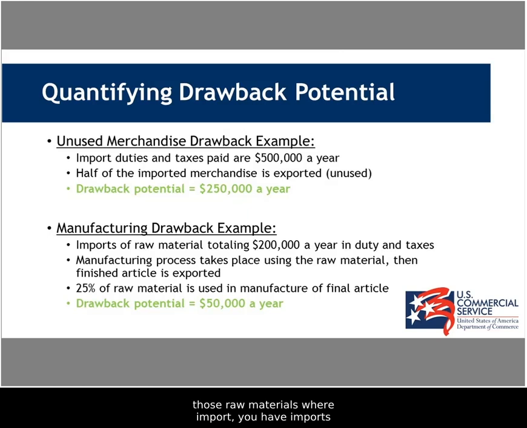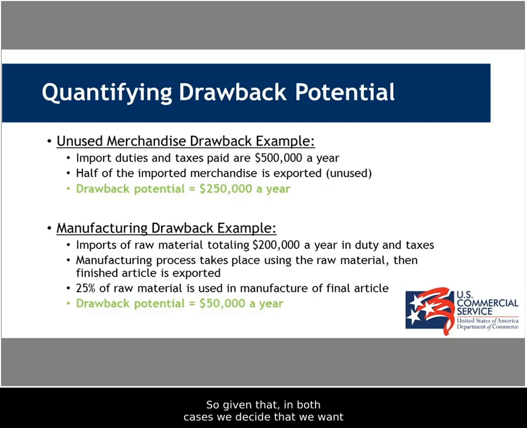you have imports with duty paid, and where we have the finished article and the raw material that's been used to create whatever that finished article is. So let's say in this case 25% of our raw material is used in the manufacture of that article. In this case we have a drawback potential of $50,000 a year, taking our $200,000 in duties and taxes and multiplying it by that percentage of the raw material used in the manufacture of the final article. So again, very simple examples based on our introductory questions as to what can be claimed for drawback.